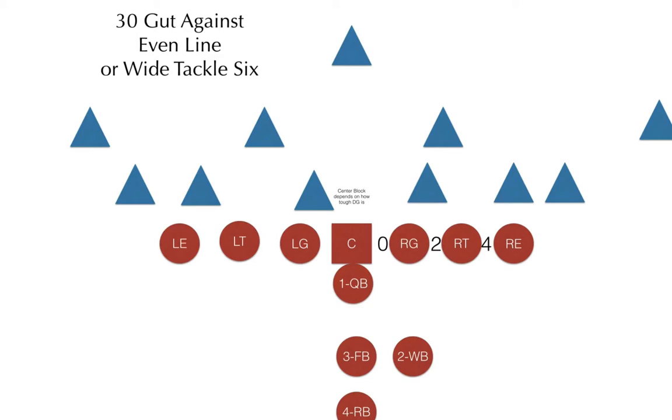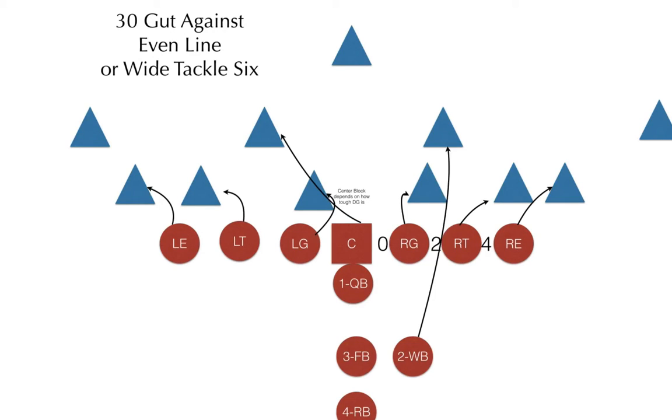Okay, 30 gut. Say they move outside. Say the right guard and the right tackle move outside. The linebacker lines up over the right tackle. You think everything's the same, but here's what we're going to do. We're going to shift to the 0 hole. We're going to shift from a 32 to a 30 gut.